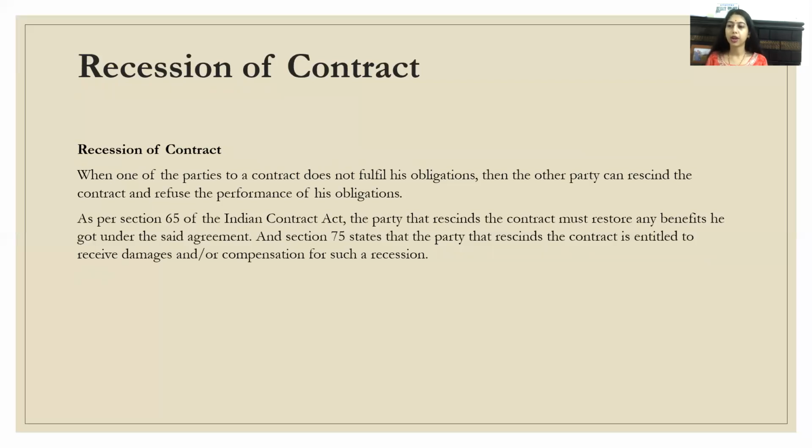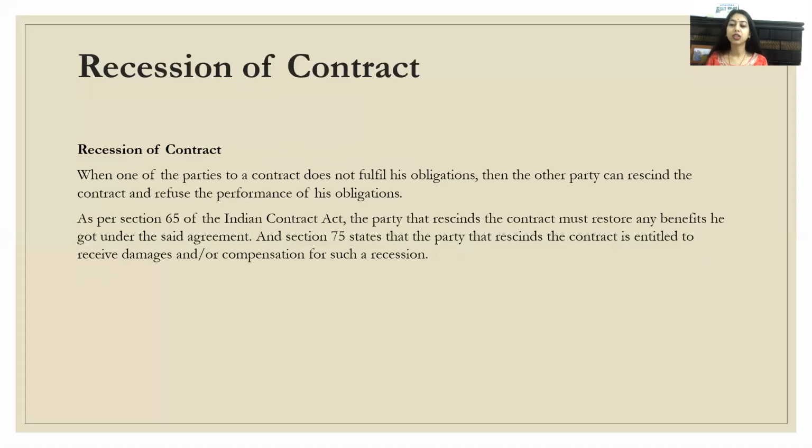Rescission of a contract. When one party to a contract does not fulfill its obligation, then the other party can rescind the contract and refuse the performance of his obligation. Means if one party does not perform the obligation which the party was supposed to perform, then the other party can rescind that particular contract, and they can themselves refuse, saying do not perform at all, because the time has gone, because you were not interested in performing it.